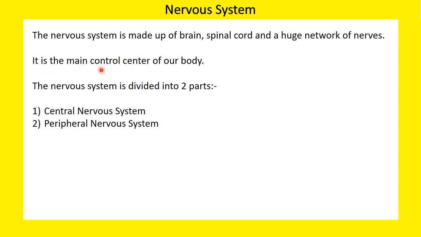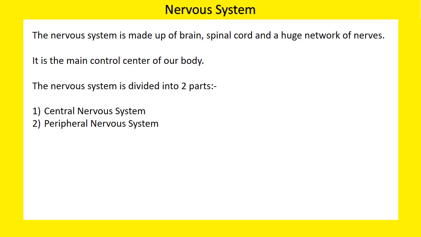It is the main control center of our body. The nervous system is divided into two parts, which are the central nervous system and the peripheral nervous system.